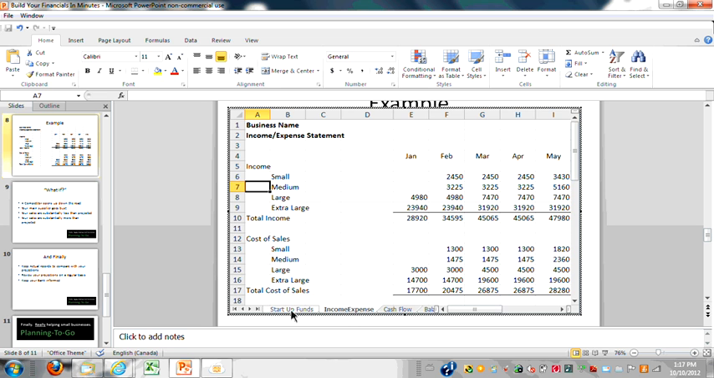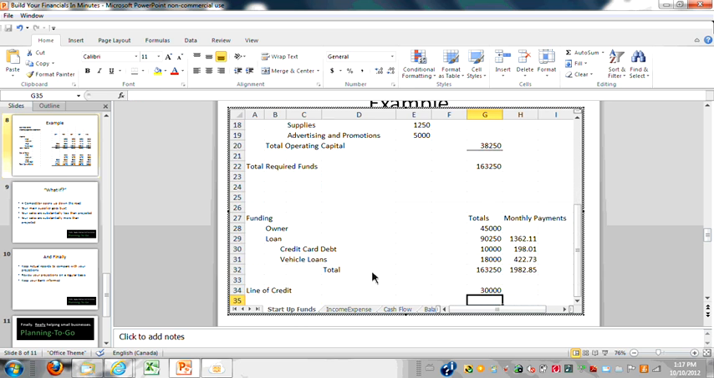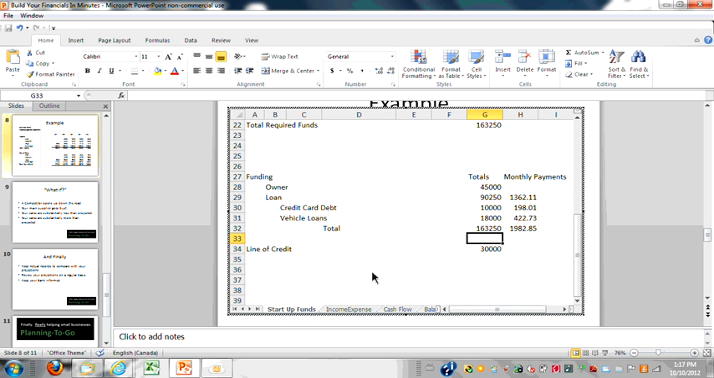If you go down a little bit further than the total funds required on the startup page, this shows how you are going to achieve that funding. All right, so there's the money that you are going to be putting in, any loan, credit card, vehicle loans, anything like that. That is how the required funds are going to be achieved. The bottom line, which shows a 30,000 line of credit, we will see how that comes into effect when we look at the cash flow.